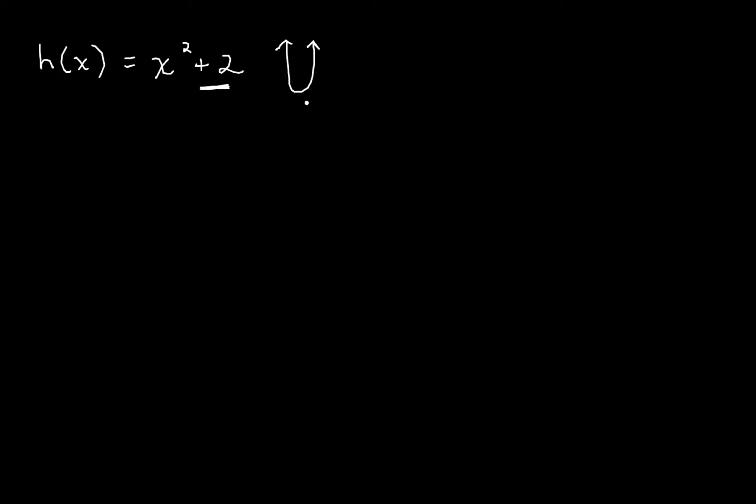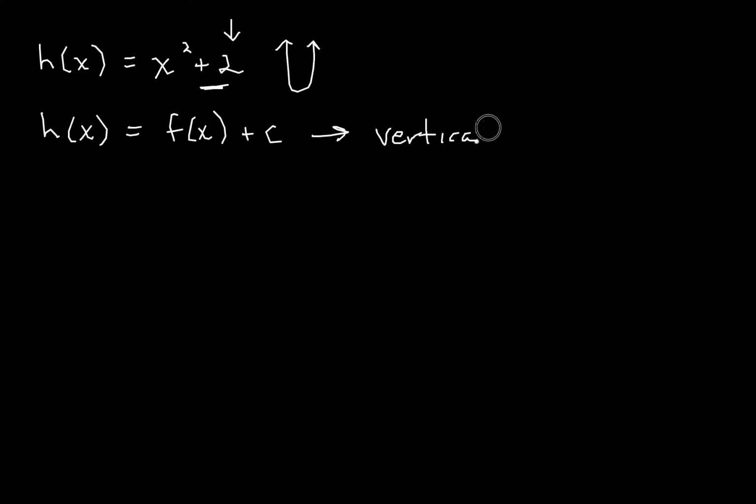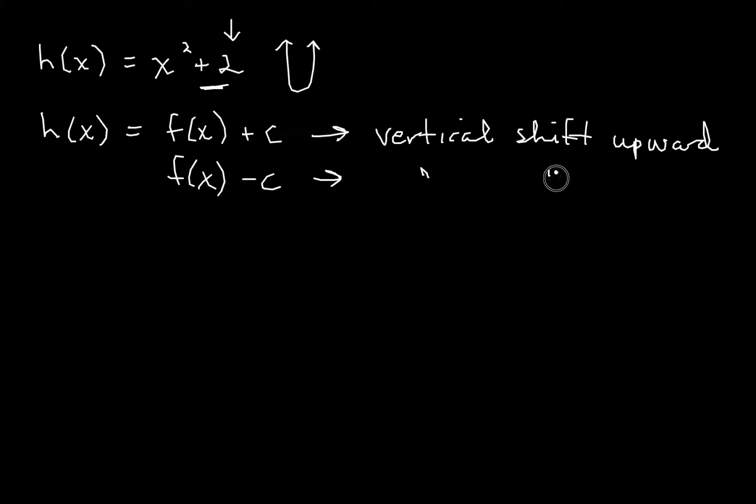Now we have something added on to the end, and that's a plus 2 added on to the end, which means when something is added on to the end, it's going to be a vertical shift. They show this below in your book. They'll say something like h of x equals f of x plus c, and that would be a vertical shift. If it's a plus c, it's going to be upward. If it's f of x minus c, it's a vertical shift downward.